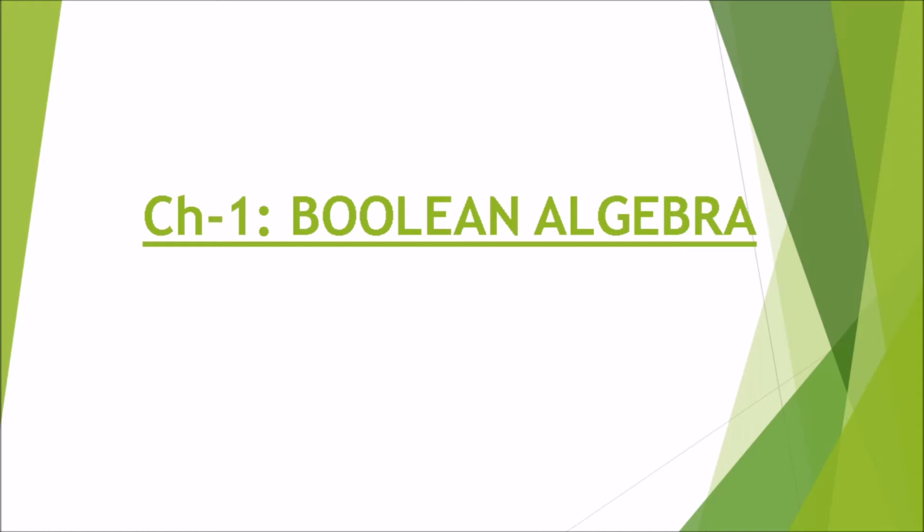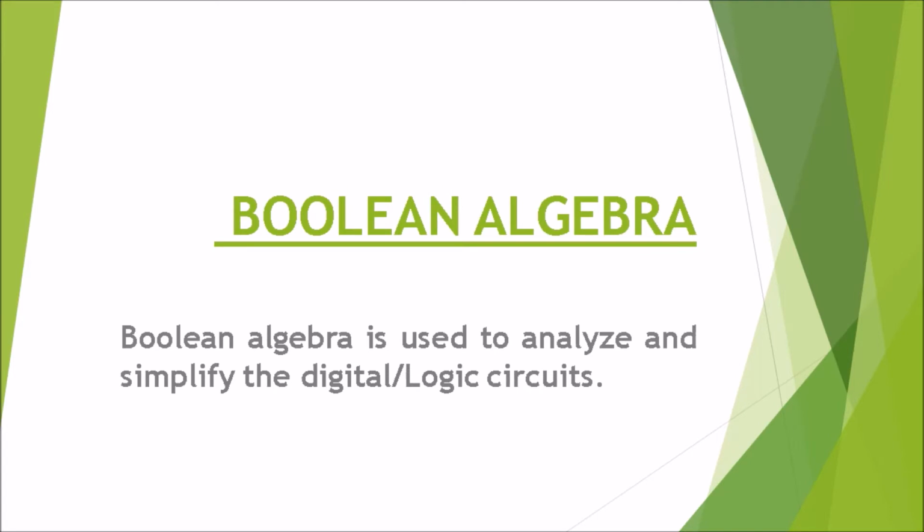I am here to teach you Chapter 1, Boolean Algebra, of Class 12th Computer Science. Students, Boolean algebra is a branch of algebra in which the values of the variables are the truth values, true and false, usually denoted with 1 and 0 respectively. Also, we can define Boolean algebra as being used to analyze and simplify digital logic circuits.